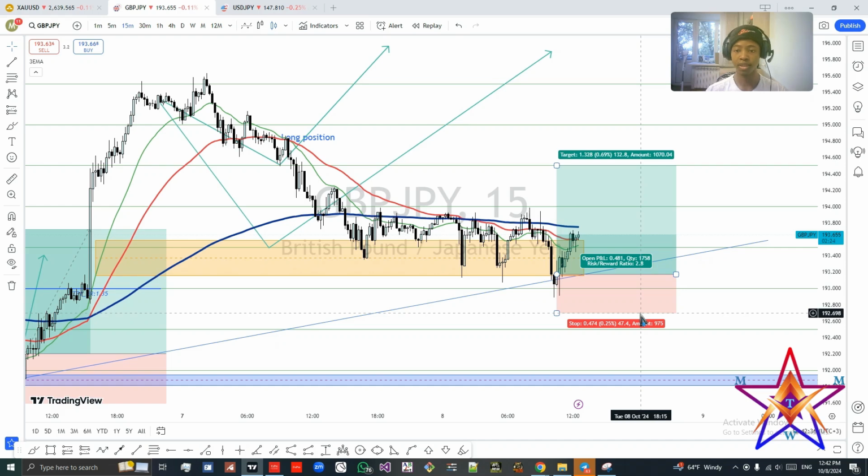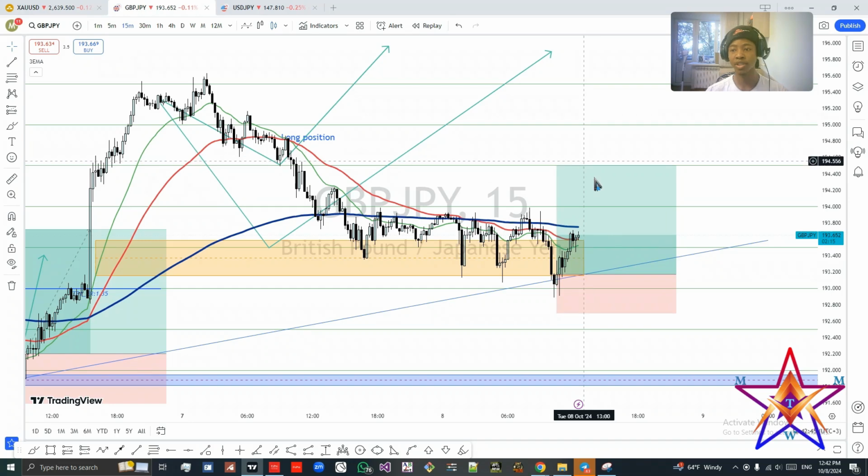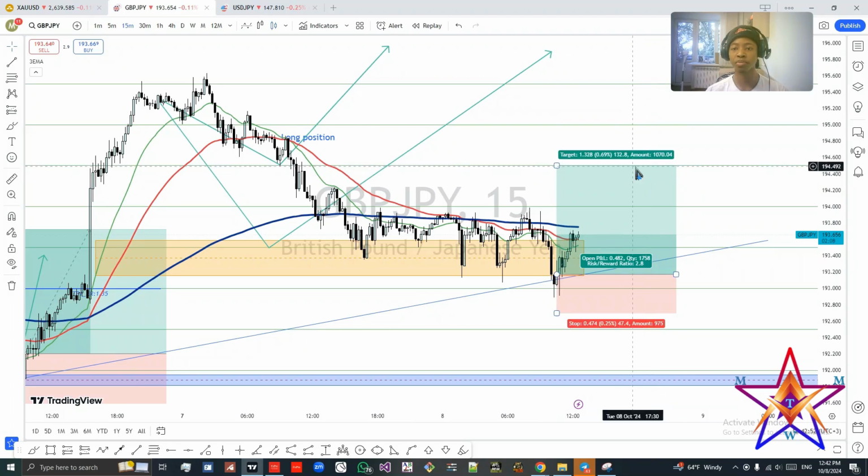192.700, and it was 47 pips from my entry, and I only targeted a 1 to 3 risk to reward. But since it's after that, the psychological level, because we might have a reaction on the psychological level, I just put my take profit on the psychological level.